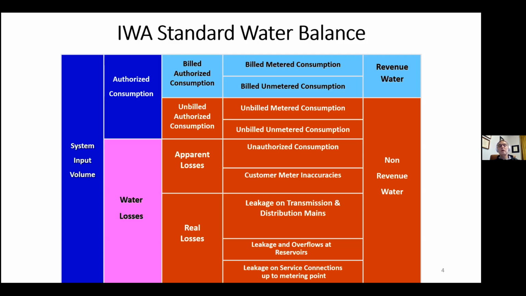So in addition, we talk about unbilled authorized consumption. You can see that category there, and that's broken down into unbilled metered consumption and unbilled unmetered consumption. And I'll give you an example of both of those from a practical sense. An example for unbilled metered consumption, and this is something that could happen in any utility. During construction, you might provide water to a contractor to do the work that they had to do, and you might put a meter on a hydrant, and because they're doing the work for you, you just say that's part of the relationship with your contractor.